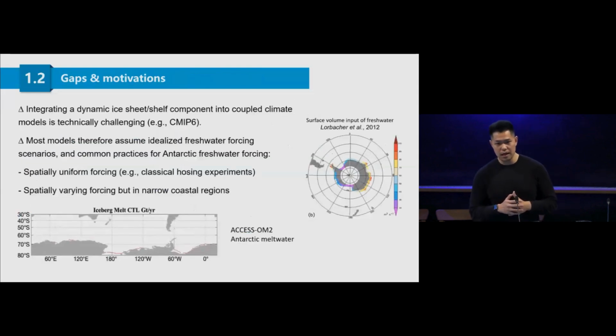However, due to model limitations, integrating a dynamic ice shelf and ice sheet component into a coupled climate model is still challenging. So previous models assume idealized freshwater scenarios. The common practice for the meltwater is either a spatially uniform forcing, like the classical hosing experiment, or a spatially varying forcing within a very narrow region around Antarctica. The bottom figure shows how we apply the Antarctic iceberg melt in ACCESS-NRI, and as you can see, it's just added along the coastline.